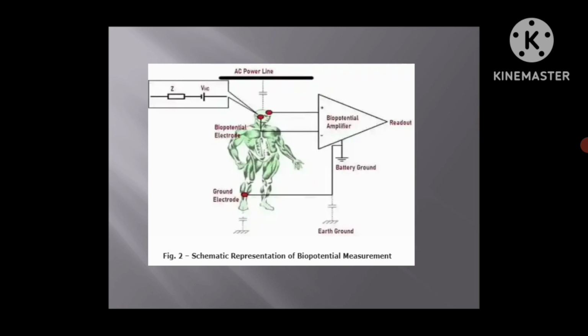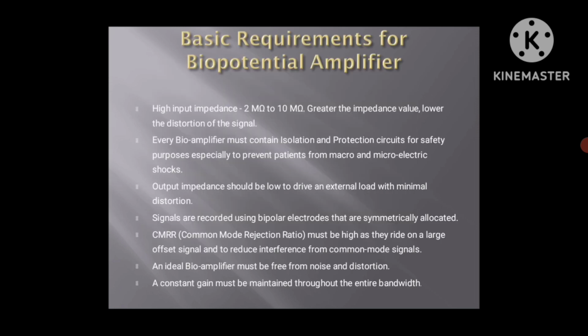Diagram for the biopotential measurement. Here in this diagram, the red dots indicate the electrodes placed on the human body, and the electrodes are connected to the triangular symbol. The triangular symbol is nothing but an operational amplifier. Here the operational amplifier acts as the biopotential amplifier.